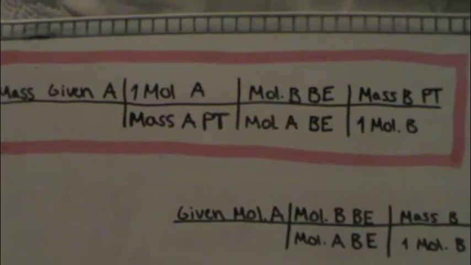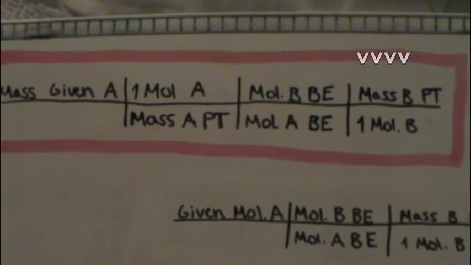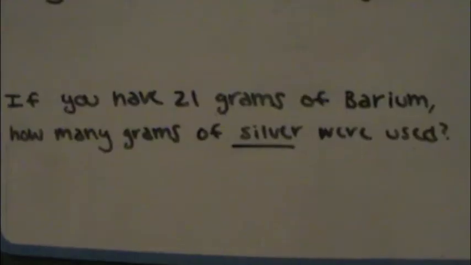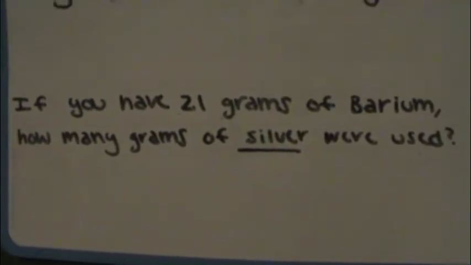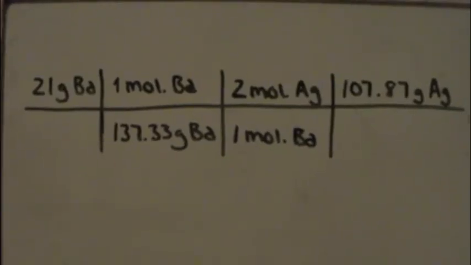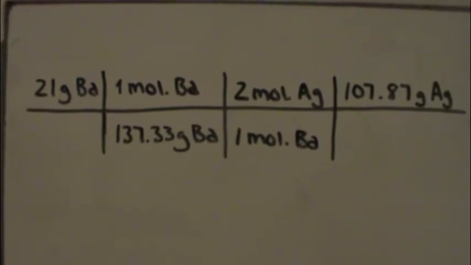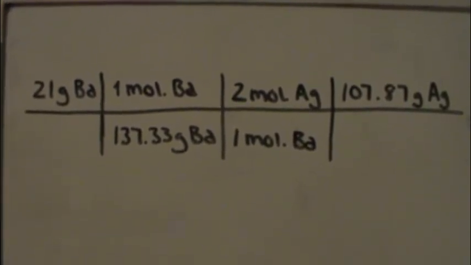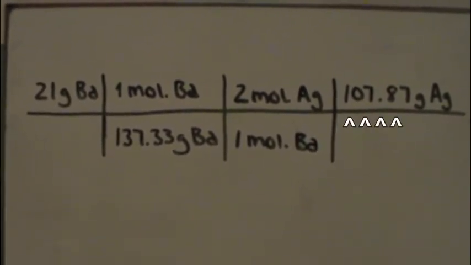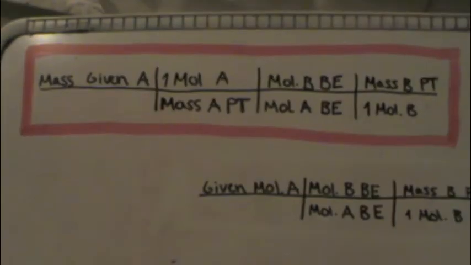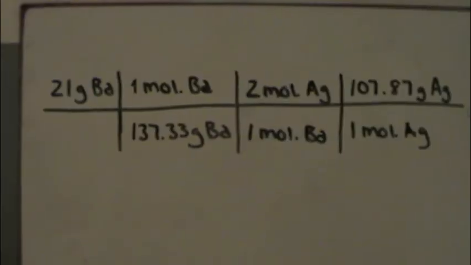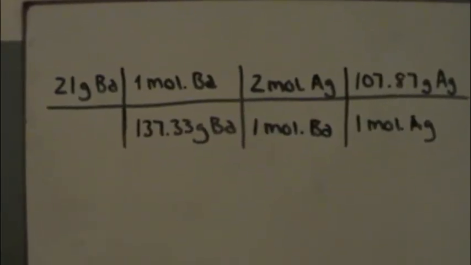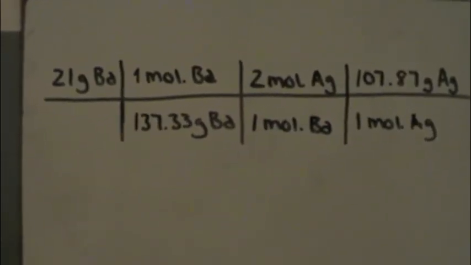So in the last row of our chart, you're going to put the mass of B in the periodic table. B is what you're trying to find, and we're trying to find silver. So when you look in your periodic table, look under Ag, and you'll find that the mass of silver is 107.87 grams. And finally, on the bottom right of our chart, we're just going to simply put 1 mole B. We already know that B is Ag.